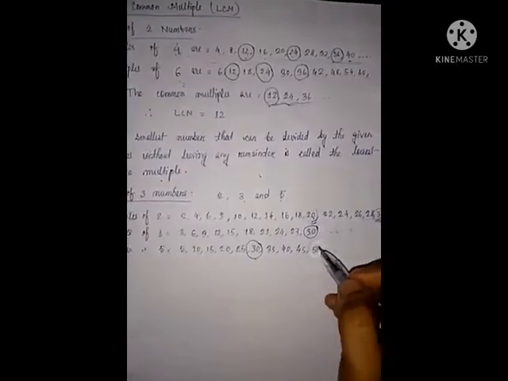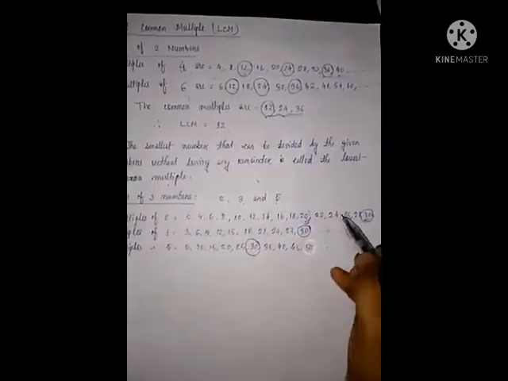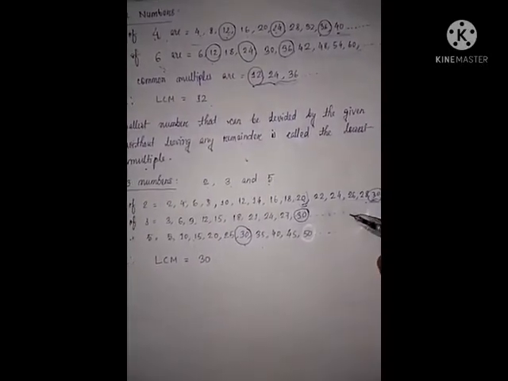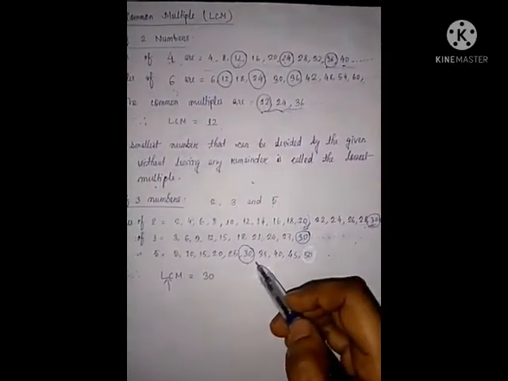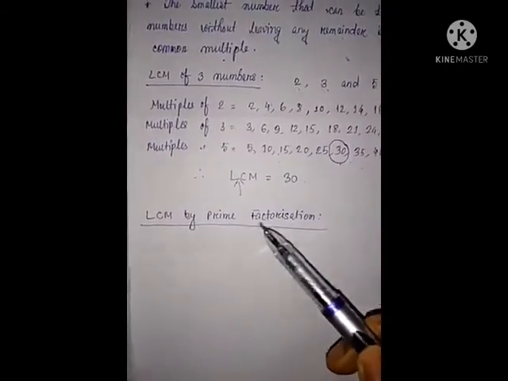Okay, so we have got the LCM of 2, 3 and 5. Which is the LCM? The LCM is 30. Understand? If we further write other multiples, there will be no value, because we have to find only the lowest common multiple. So we have got the lowest number. It is unnecessary to write other multiples. Okay. Now see, LCM by prime factorization.